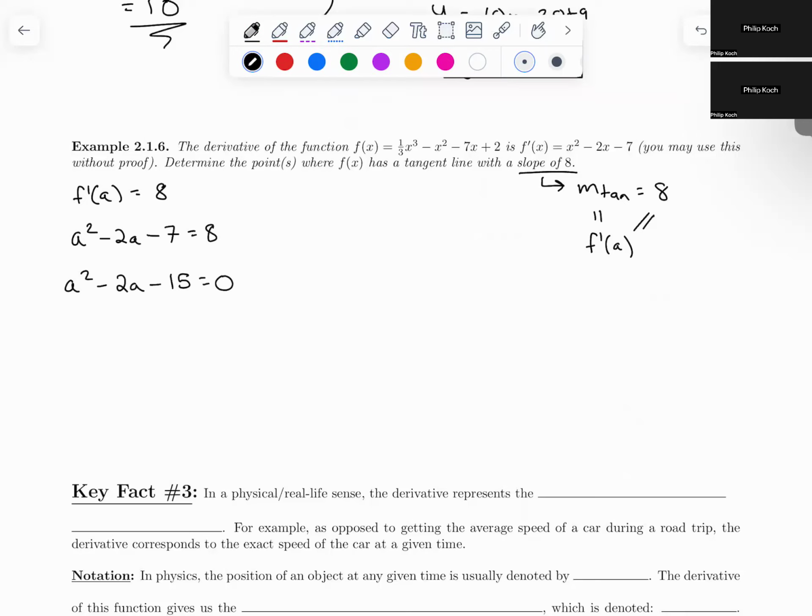Sometimes the answers are nice, sometimes they're not nice. Please remember the quadratic formula when it comes to the exam. I won't provide it. Does everyone remember the quadratic formula? It's okay if you don't. I will do it one time for you guys right now. All right. X equals negative b plus or minus the square root of b squared minus 4ac all over 2a.